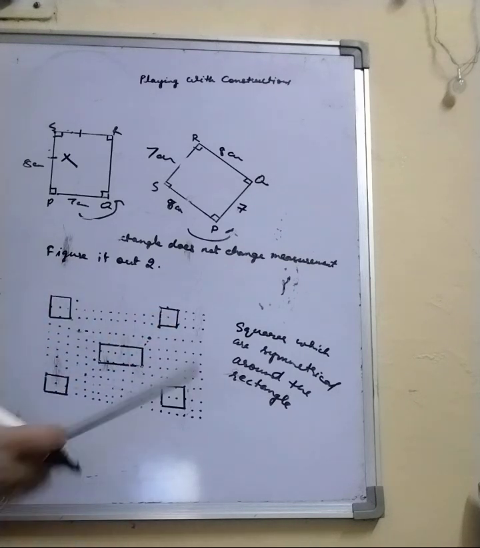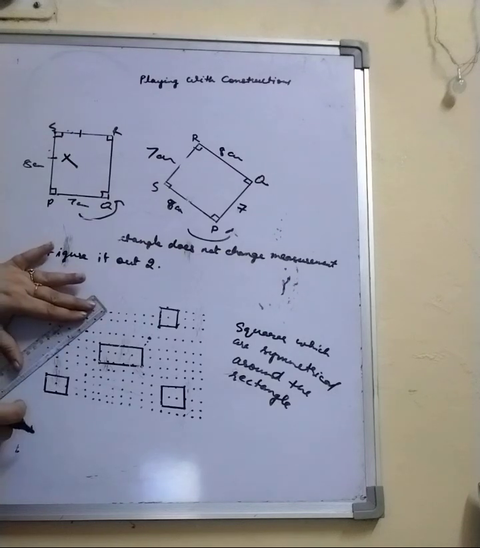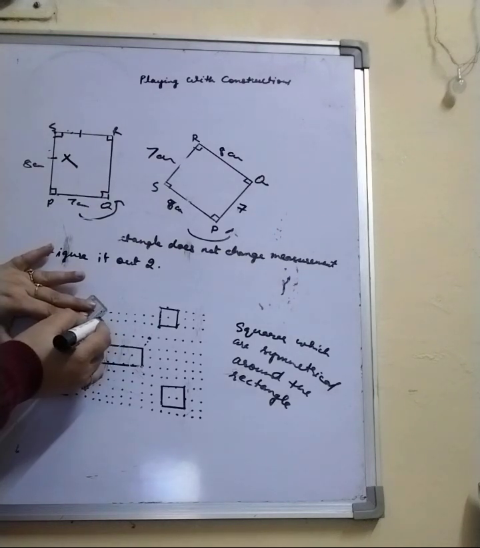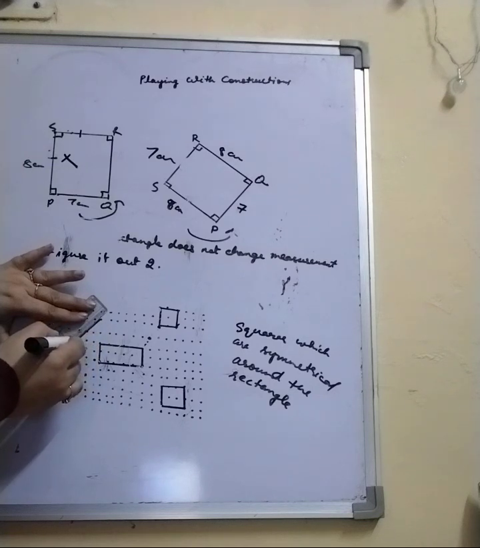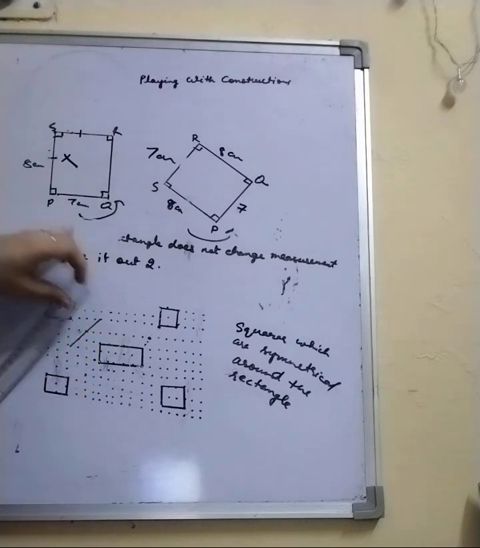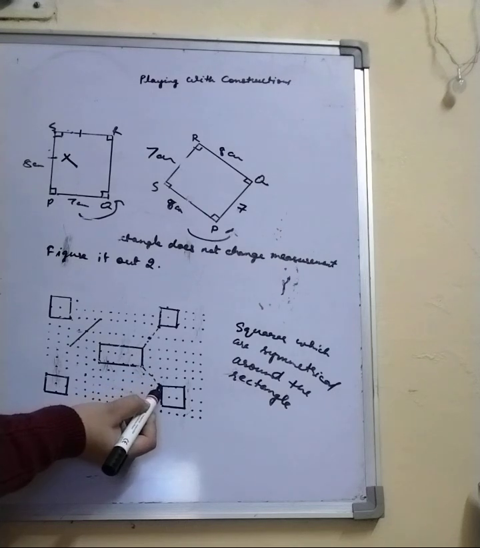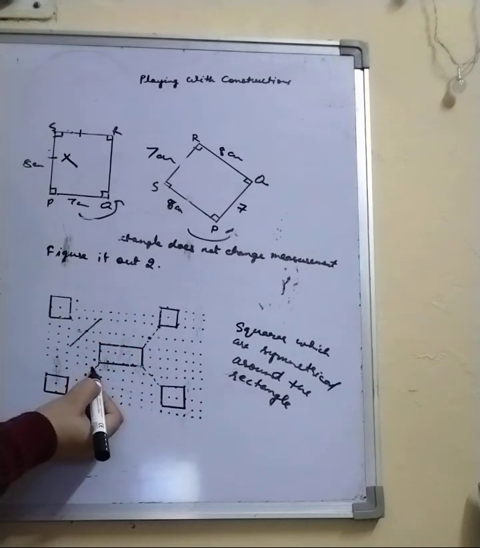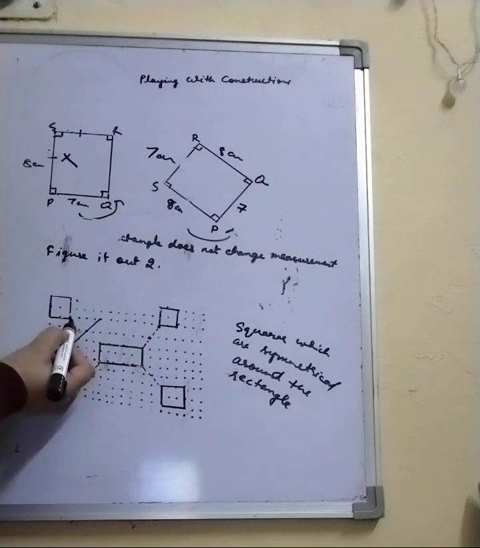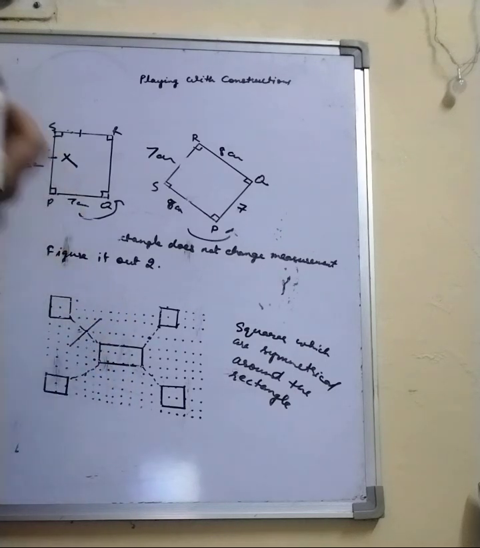How do you draw the slanting lines? You join the diagonal points like this. This is how you do the slanting line. So in the same manner here, you must draw a slanting line and connect the dots, and you would get the symmetrical squares around the rectangle. So this is the way you have to draw the figure.